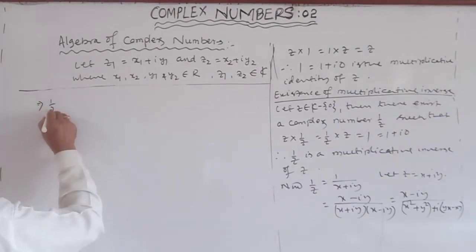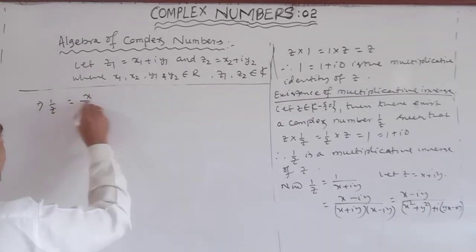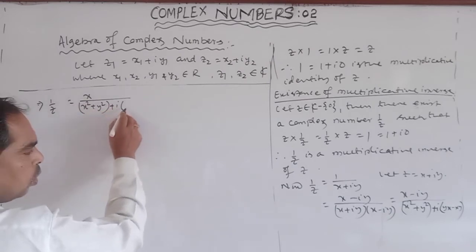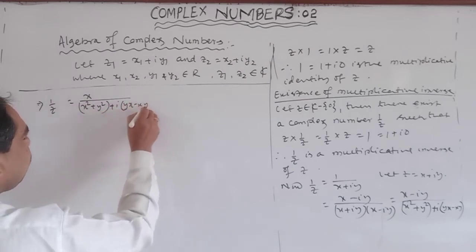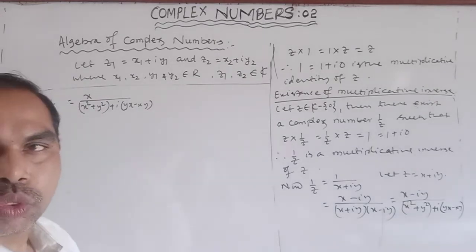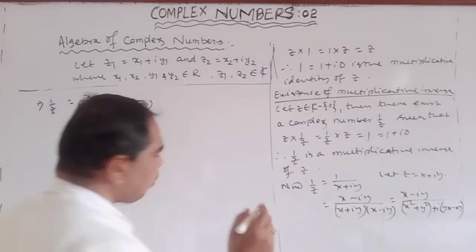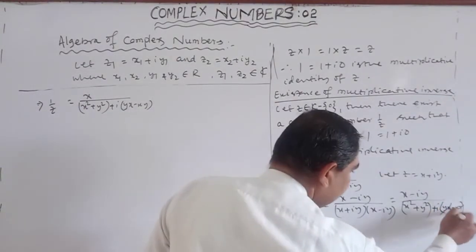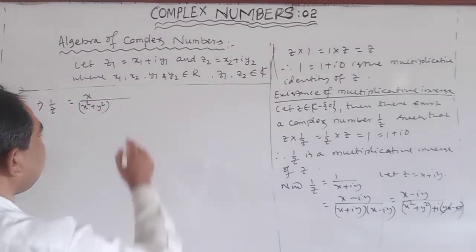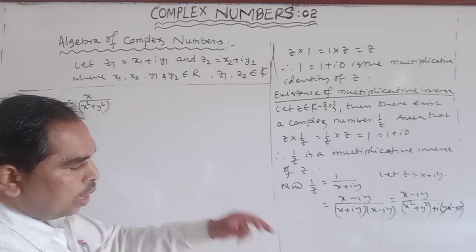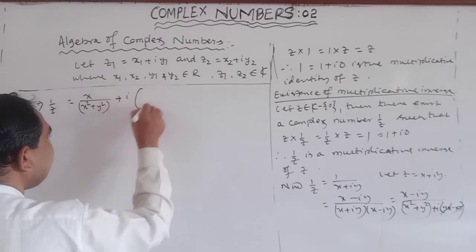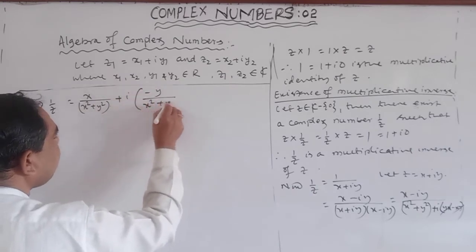This implies 1 by z is equal to x divided by x square plus y square, plus i into (yx minus xy). Sorry. This cancels, xy and yx cancel, so this cancels and only this remains. So x by x square plus y square plus i into minus y by x square plus y square.